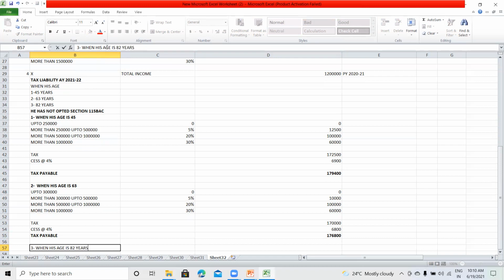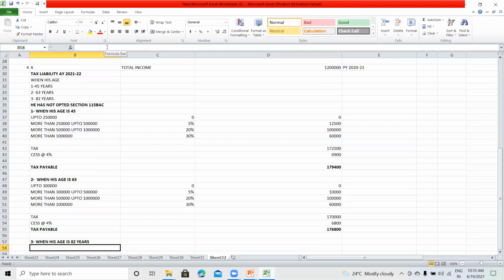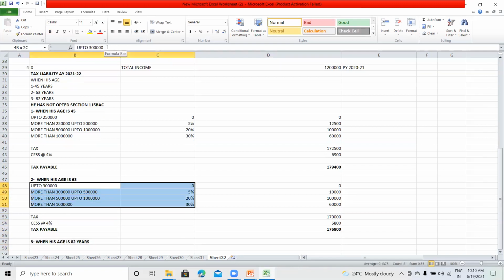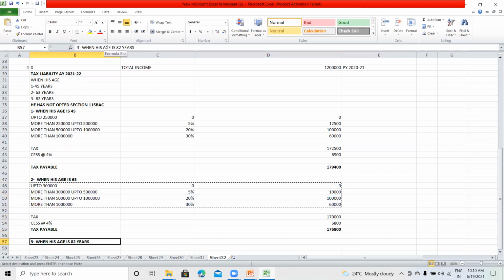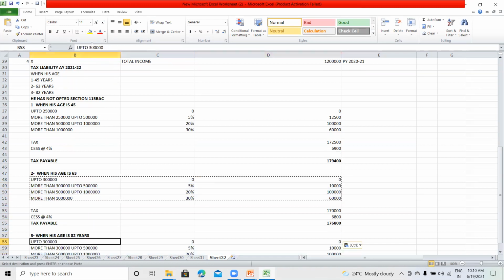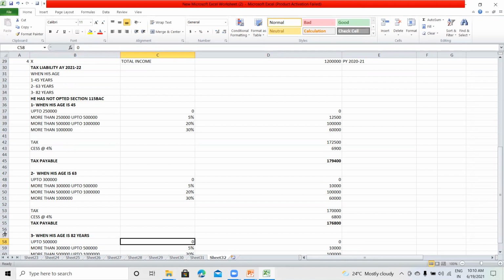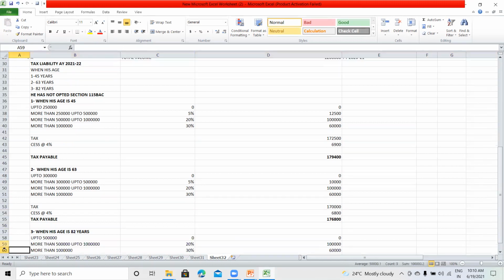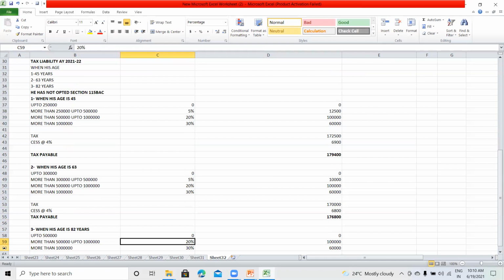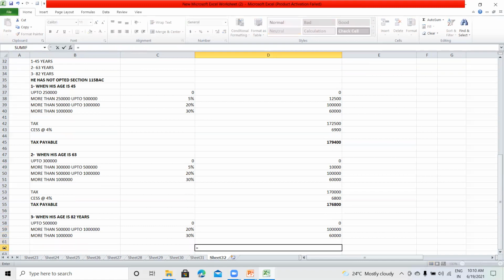In the third case, when his age is 82 years, up to 5 lakh it will be 0. Means no tax will be there. More than 5 lakh but up to 10 lakh, 20%, so it will be 1 lakh. And more than 10 lakh, 30%.